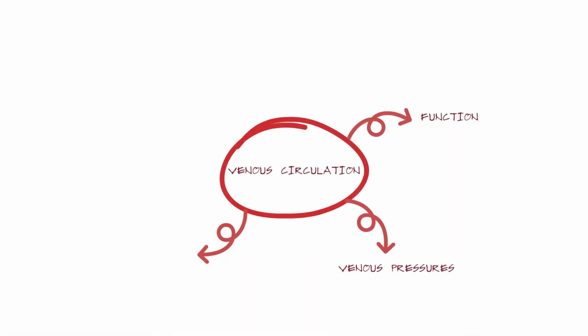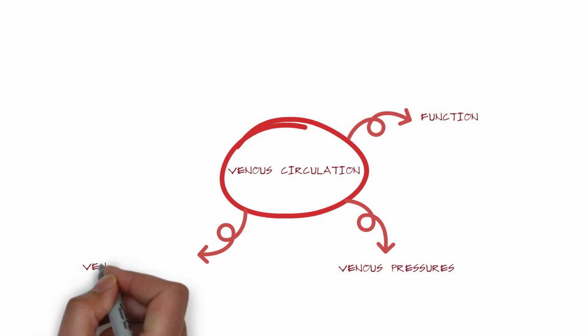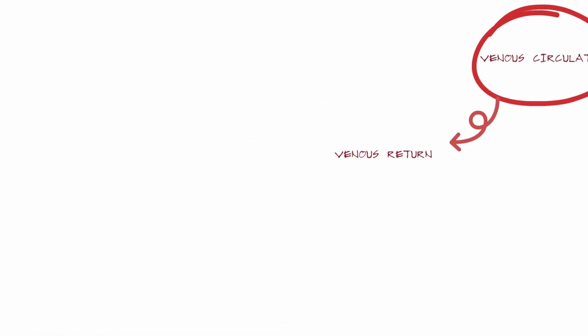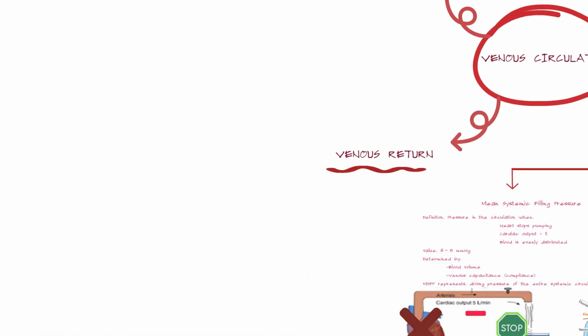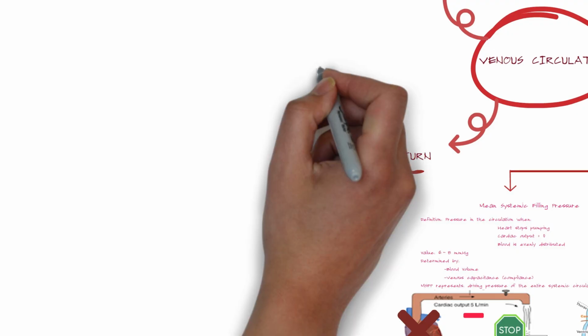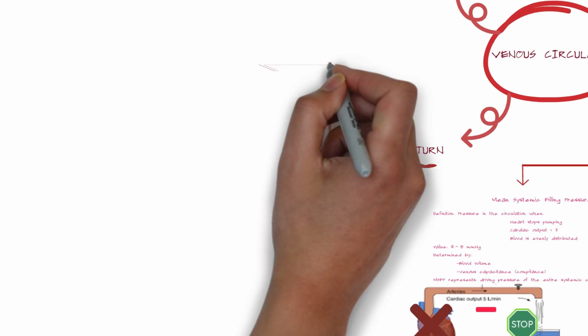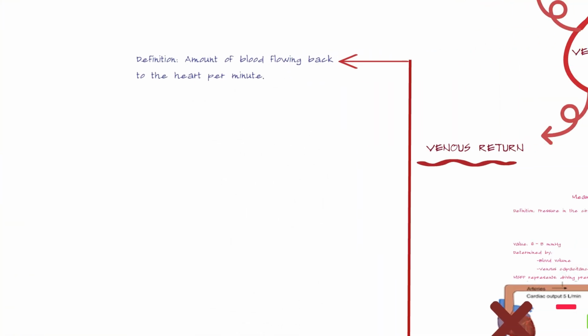And now let's move to our next point, which is venous return. And here we are going to discuss three points: definition, the factors, and the curves of venous return. First, the definition. Venous return is the amount of blood returned to the heart per minute. And of course, it equals the cardiac output.